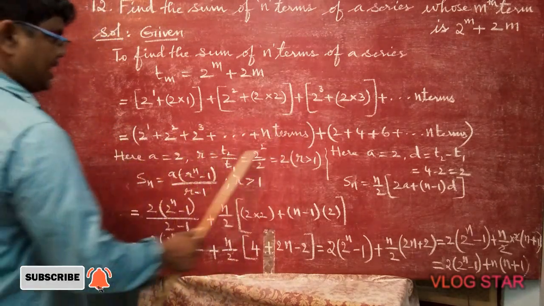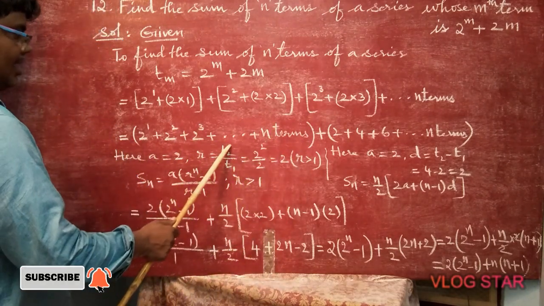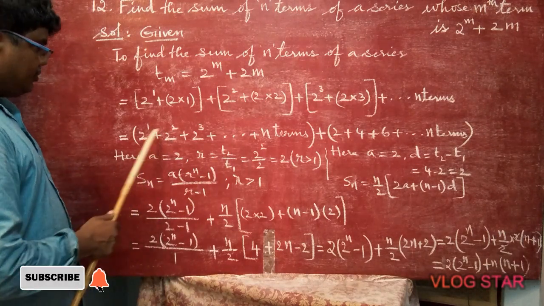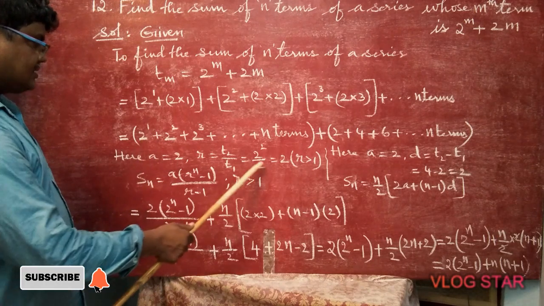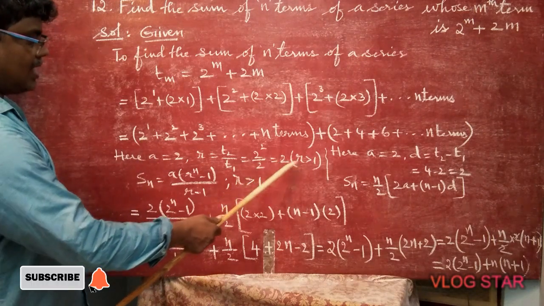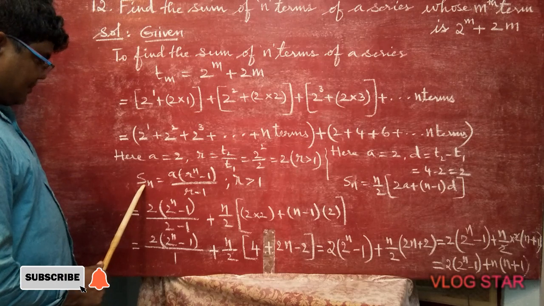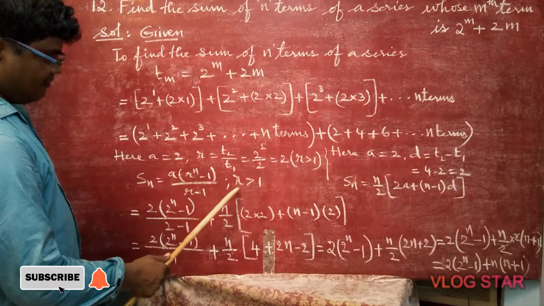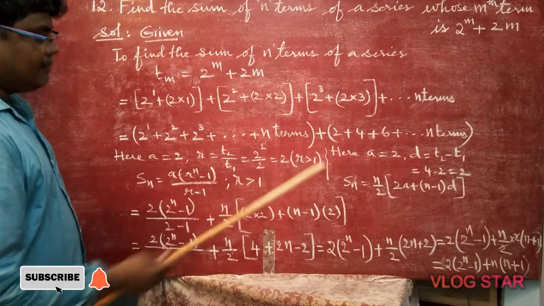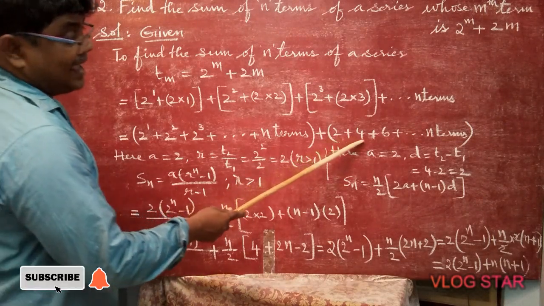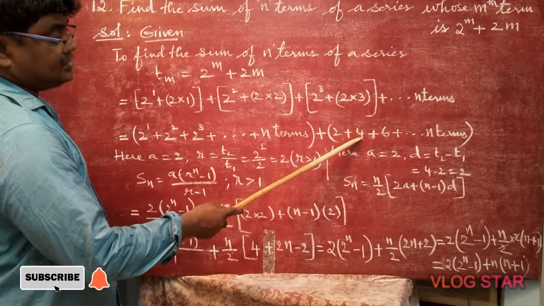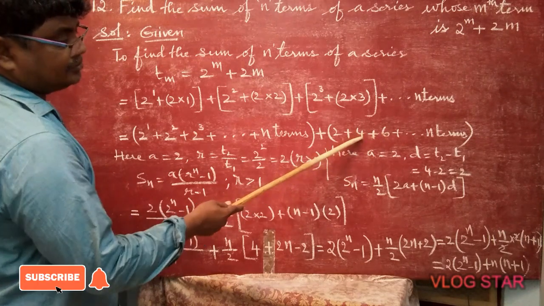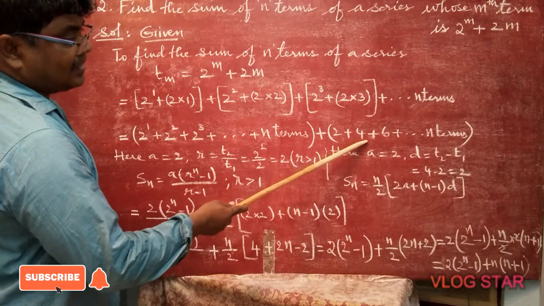The first bracket is in GP. How? I told you, r will tell us whether it is in AP or GP. T2 by T1, answer 2 we got. r greater than 1, so what is the formula? Sn is equal to a into r to the power of n minus 1 by r minus 1, where r is greater than 1. Coming to here, this is not in GP. 4 by 2 means 2, 6 by 4 means 3 by 2. So here r is not the same.